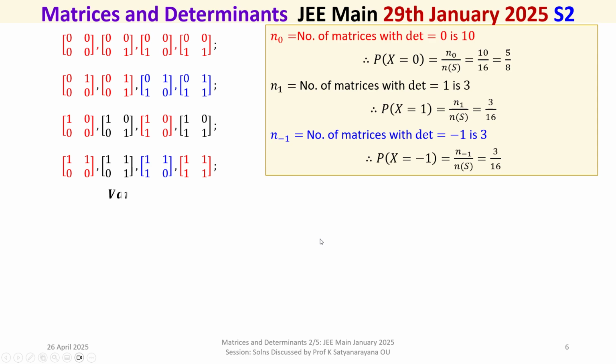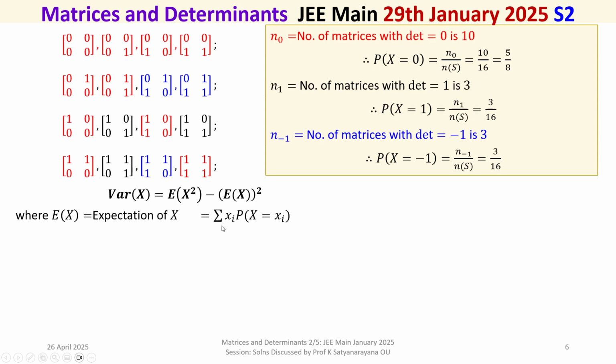Now we recall the formula for the variance of x. The variance of x is equal to the expectation of x square minus the square of the expectation of x, where the expectation of x is given by sigma xi multiplied by the probability of x is equal to xi. So xi is 0, 1, -1, that is equal to 0 multiplied by probability of x is equal to 0, plus 1 into probability of x is equal to 1 plus -1 into the probability of x is equal to -1.